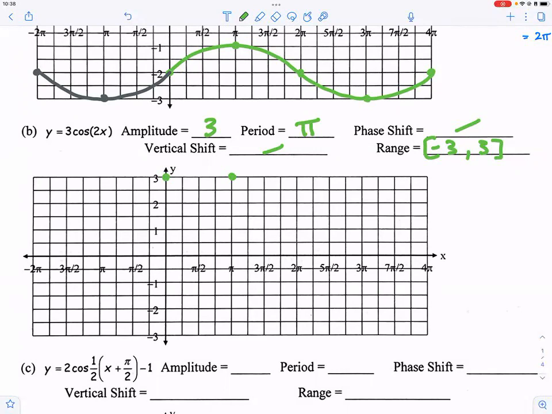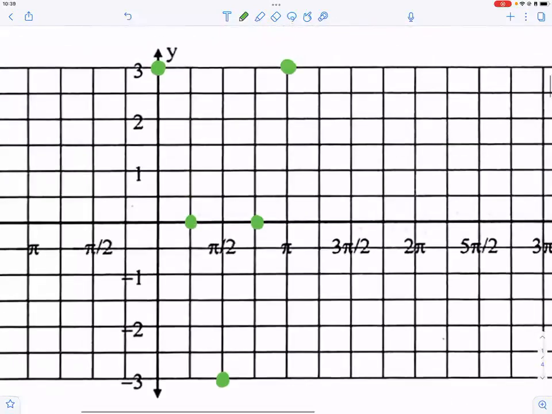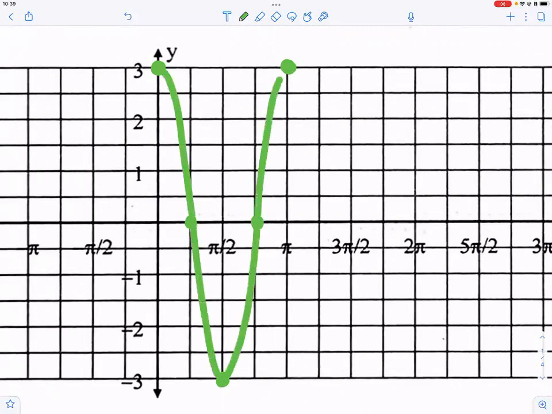So in between the two highest points, we must have the lowest point. So at pi over 2, it hits the lowest point. In between the highest point and the lowest point, it must hit the middle point, the midline. So what you can see is that you are going to draw a lot of waves for this one. You got to do a lot of replications.